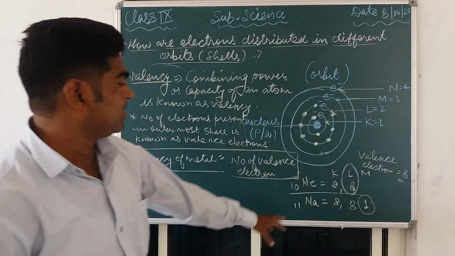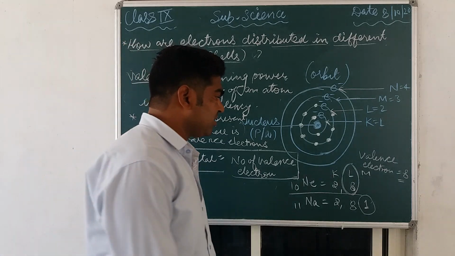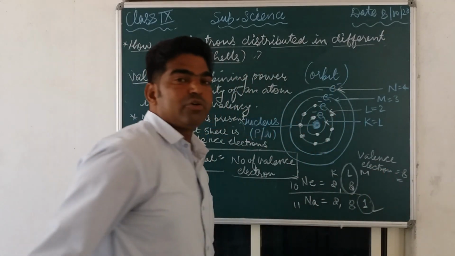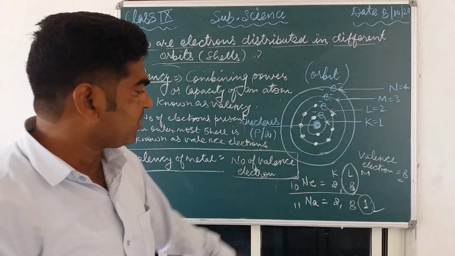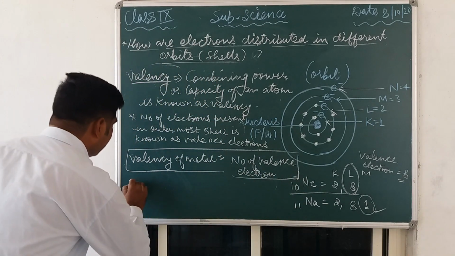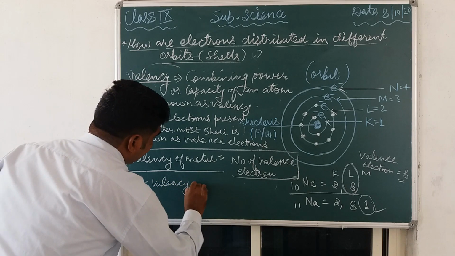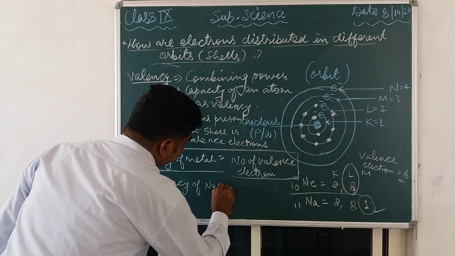So here you can see sodium. Sodium is a metal. How many electrons are present in the outermost shell? In the case of sodium, one electron is present. So the valency of sodium is equal to 1.